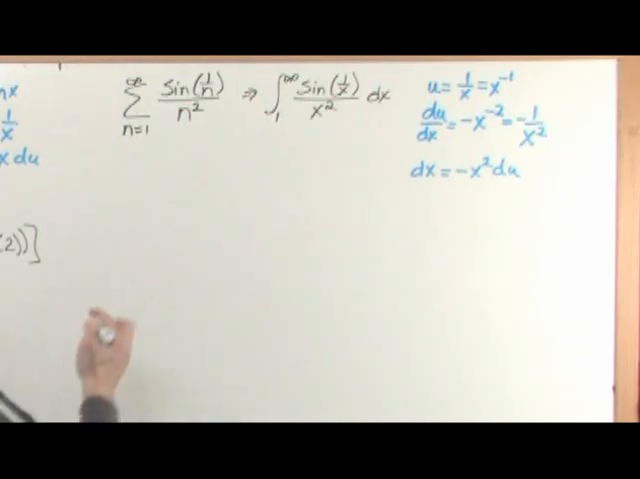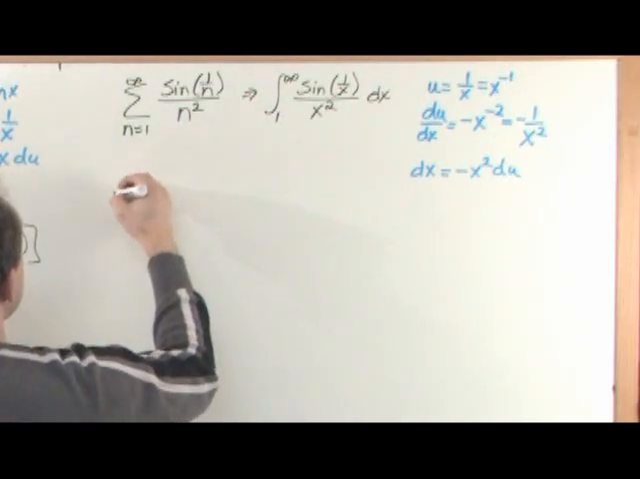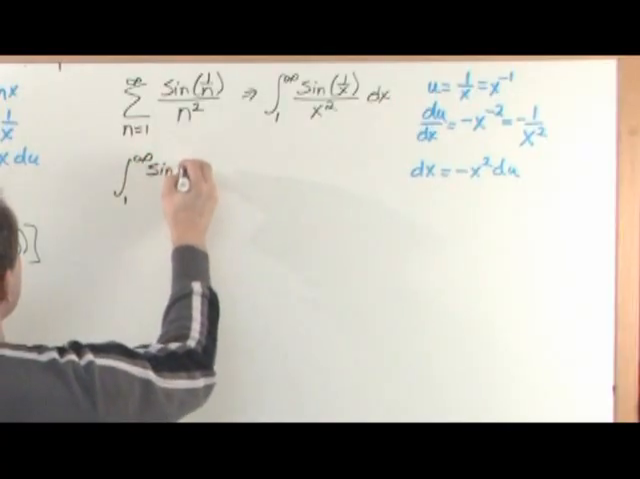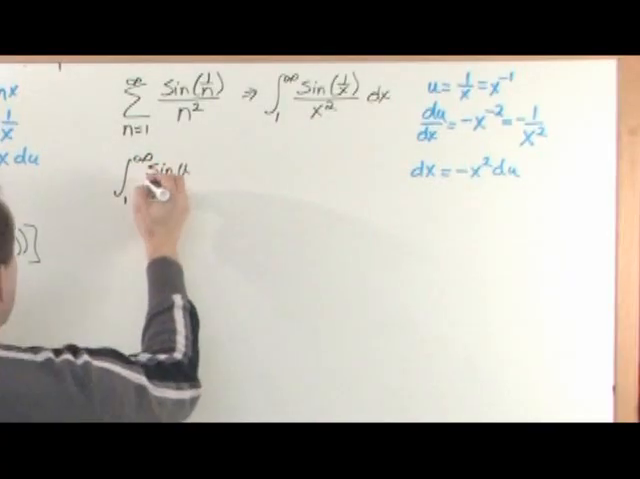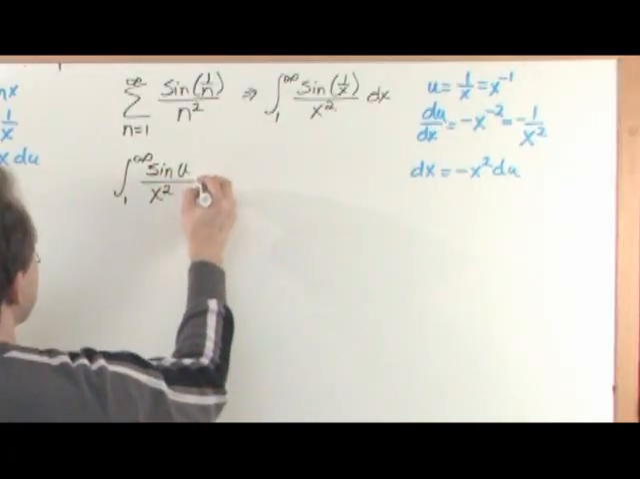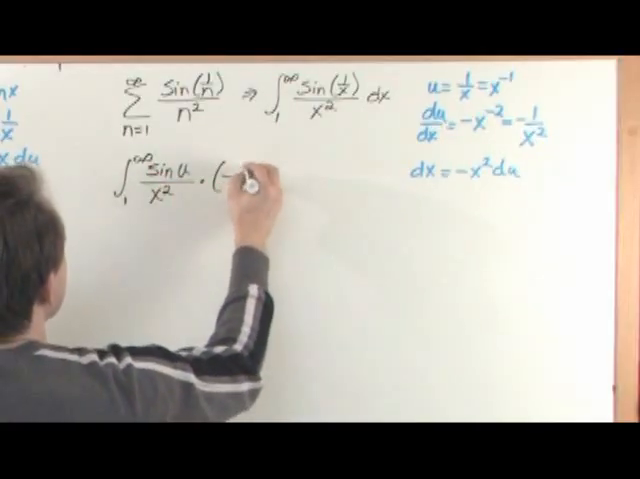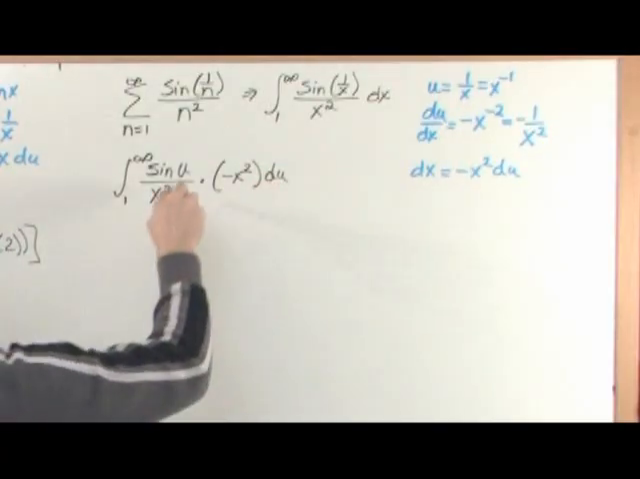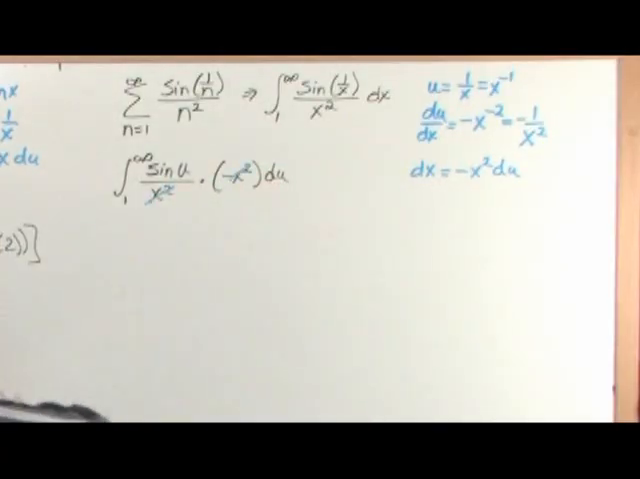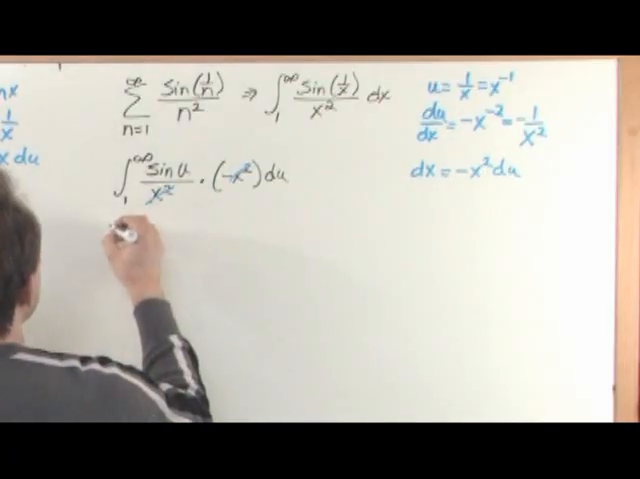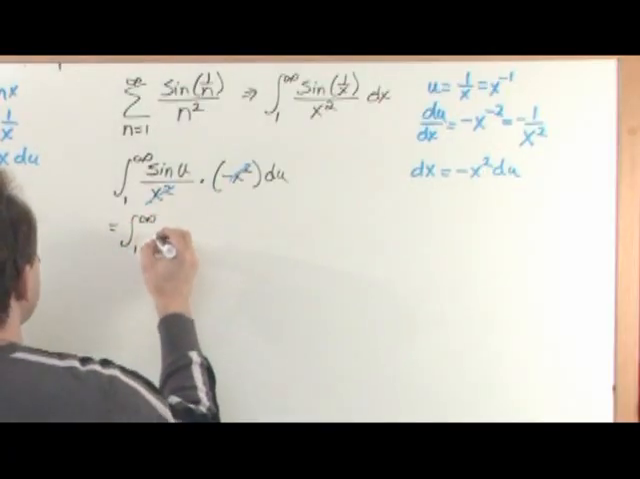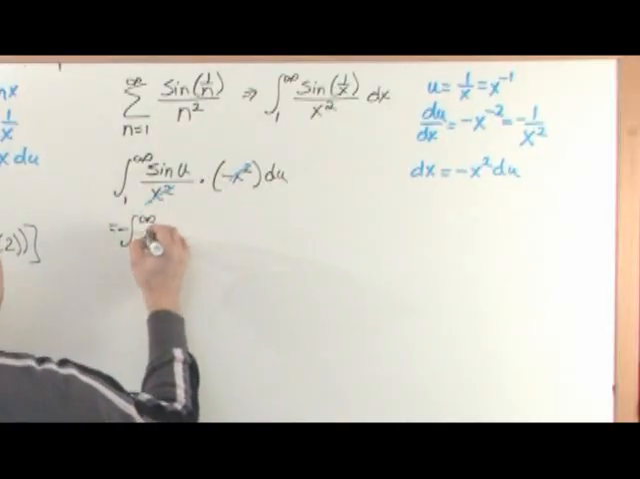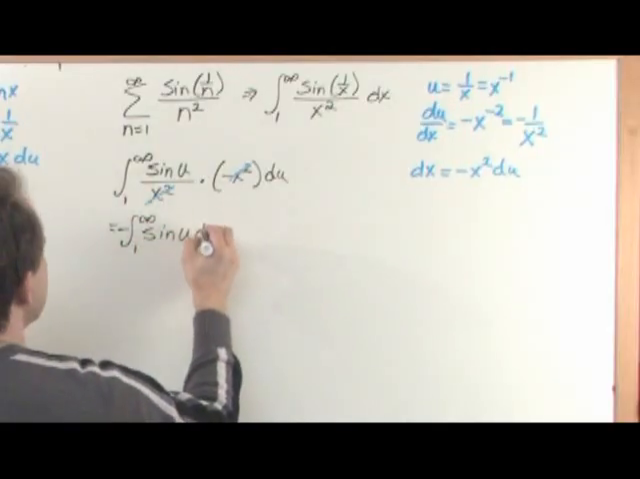Now the next thing I want to do is plug that in and see what I have. The integral from 1 to infinity of sine of u, because that's what 1 over x is equal to, over x squared times negative x squared du. And that's exactly what we wanted. We got a nice cancellation between this and this. So it's going to be a negative integral of sine u du.